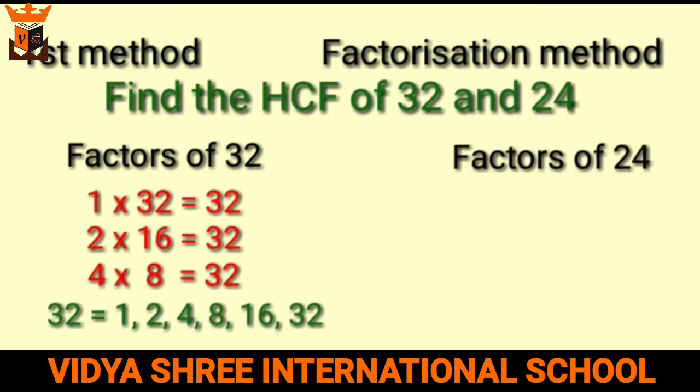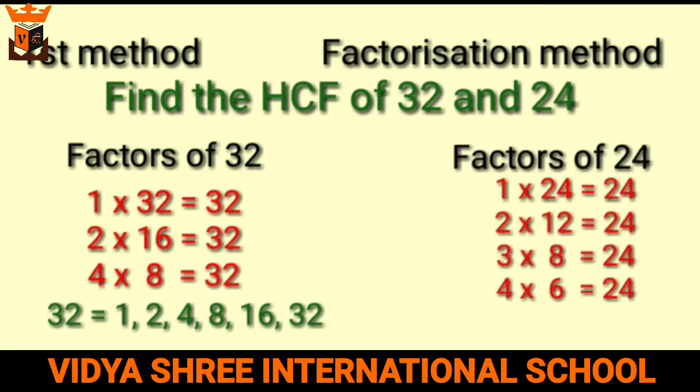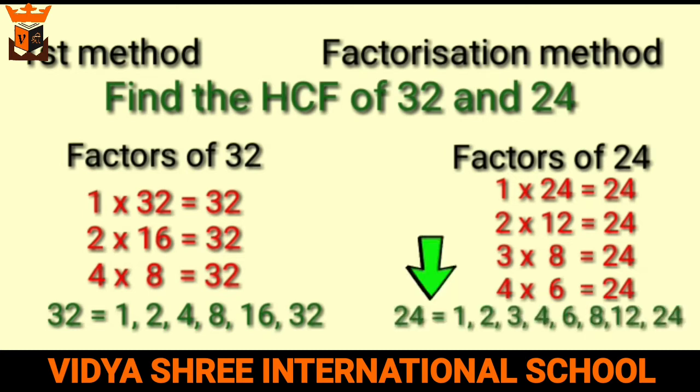Now find the factors of 24. All the possible combinations of writing 24 are: 1 multiplied by 24 is 24. 2 multiplied by 12 is 24. 3 multiplied by 8 is 24 and 4 multiplied by 6 is 24. So the factors of 24 are 1, 2, 3, 4, 6, 8, 12 and 24.